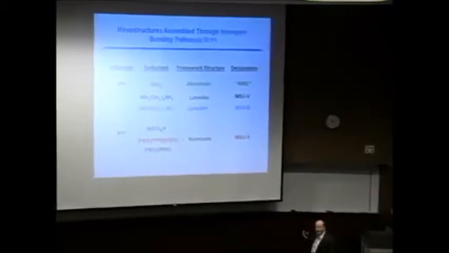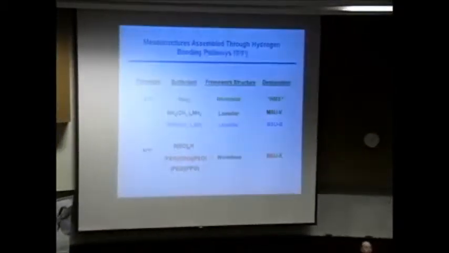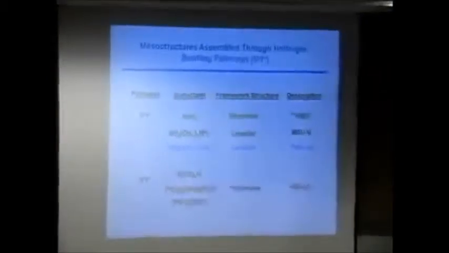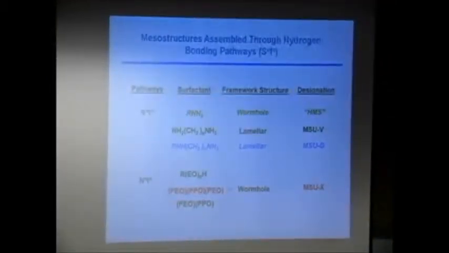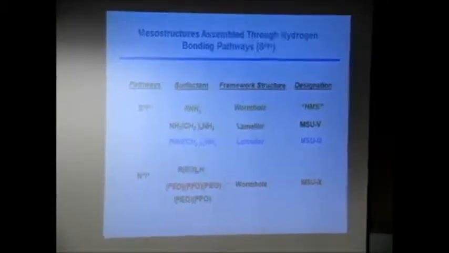Okay, so now in about 1994, we got into the game by realizing that one of the downsides of the Mobil approach was the need to use a cationic surfactant to form a mesostructure. And the downside of that was if you wanted to get the surfactant out, you either had to ion exchange it out with protons, for instance, or some other cation, or you had to burn it out. And if you burned it out, you had to destroy the surfactant. You couldn't recycle it. And doing an ion exchange reaction on the surfactant was not an easy thing to do.